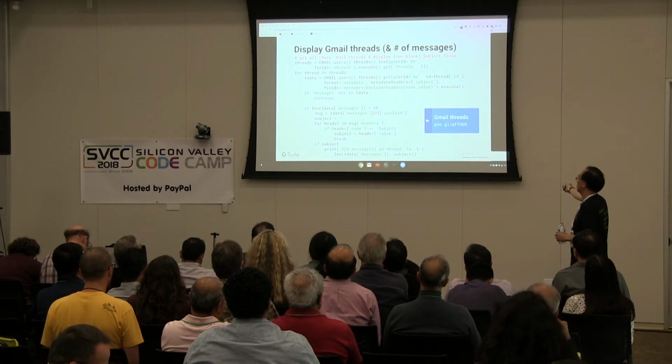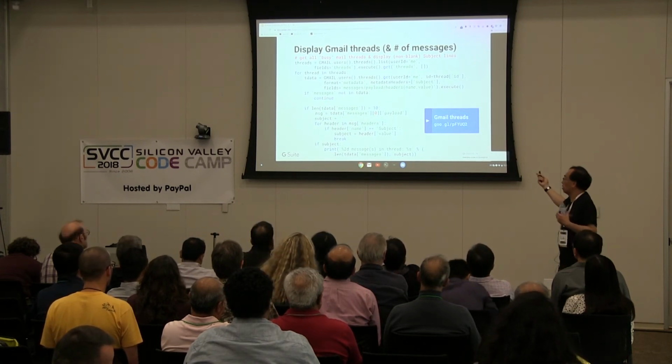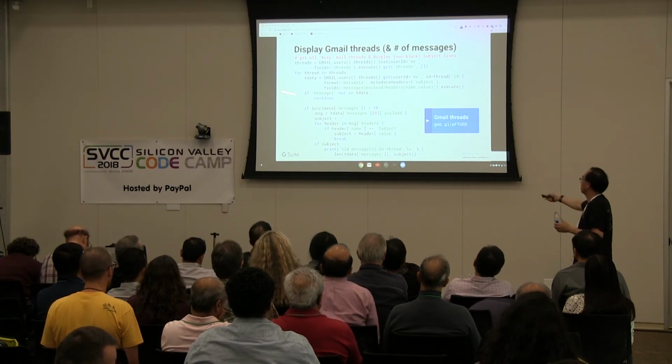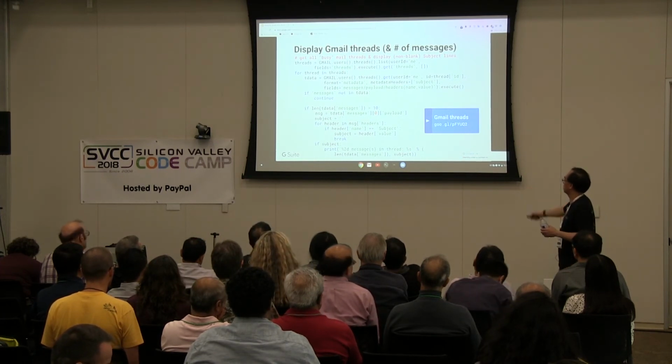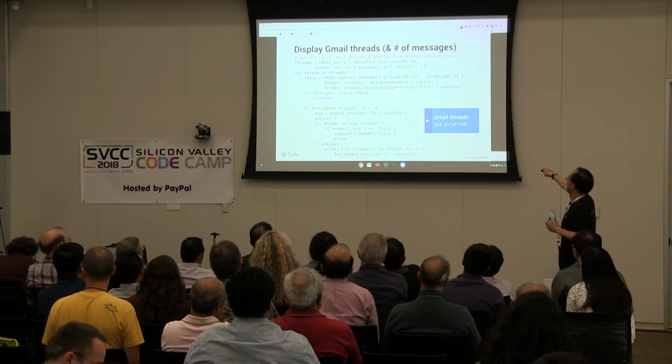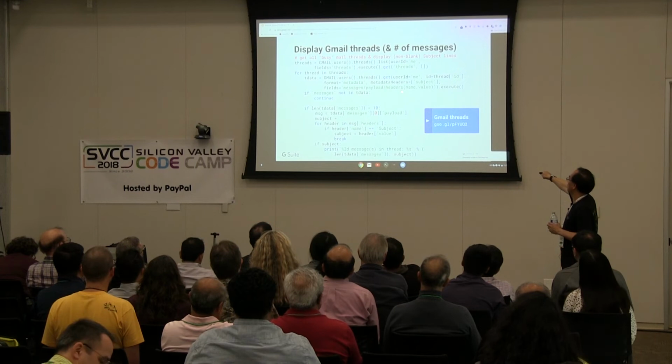Do I not have any messages in this thread? Because it's possible. You can actually delete every message in a thread, but normally people don't do that. But this if statement is an edge case, basically. So the main idea is once I get the thread, I want to find out how many messages it has. So I'm going to grab all the headers, okay?